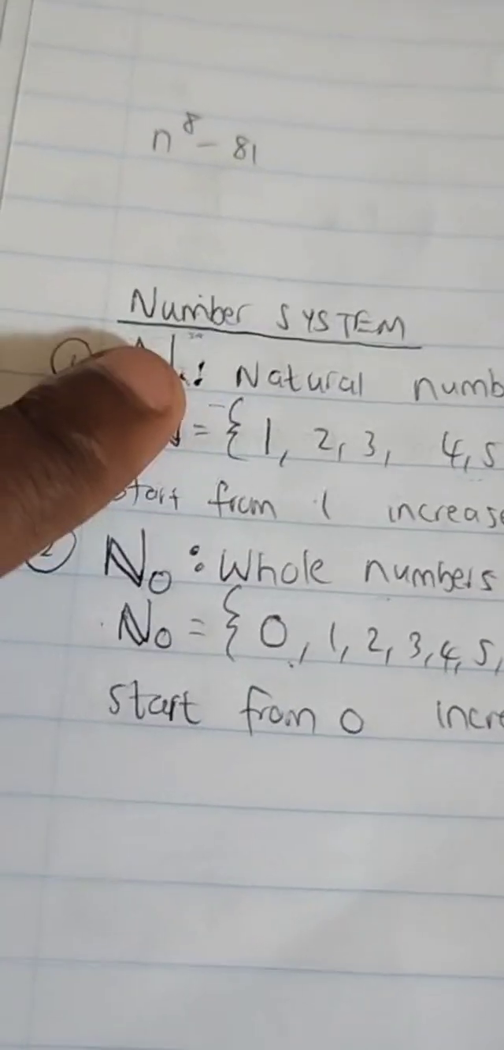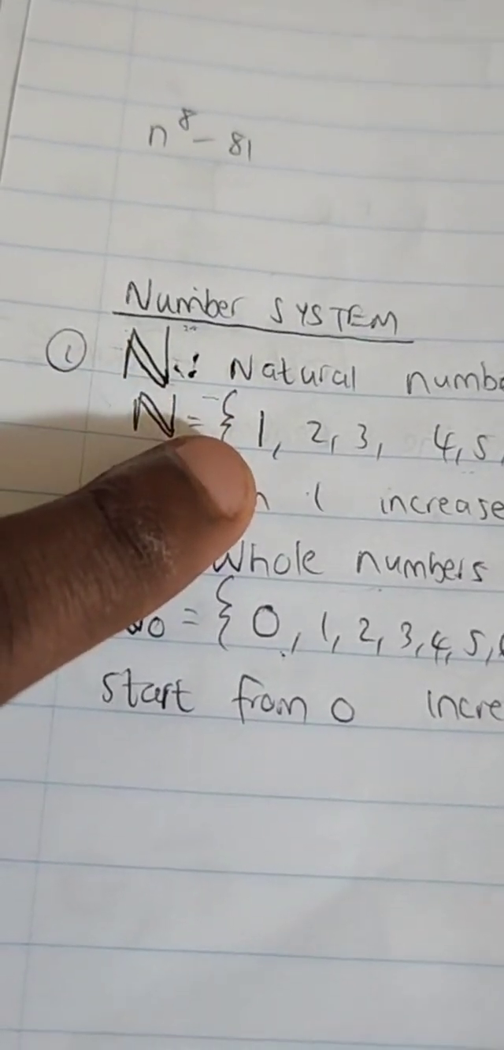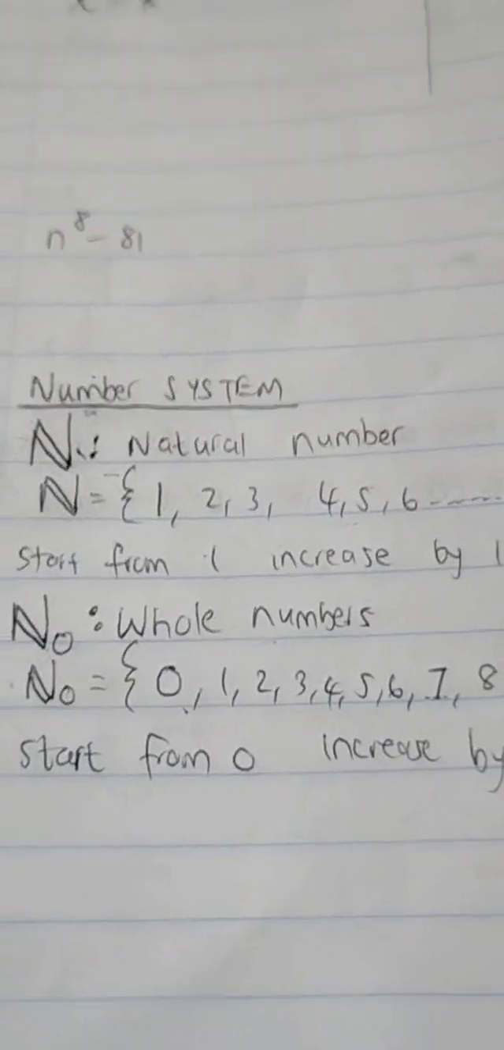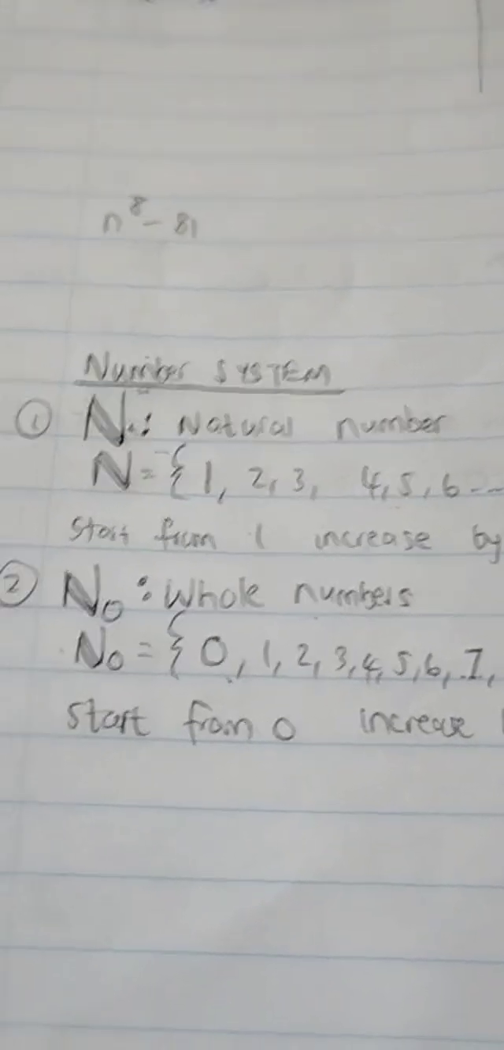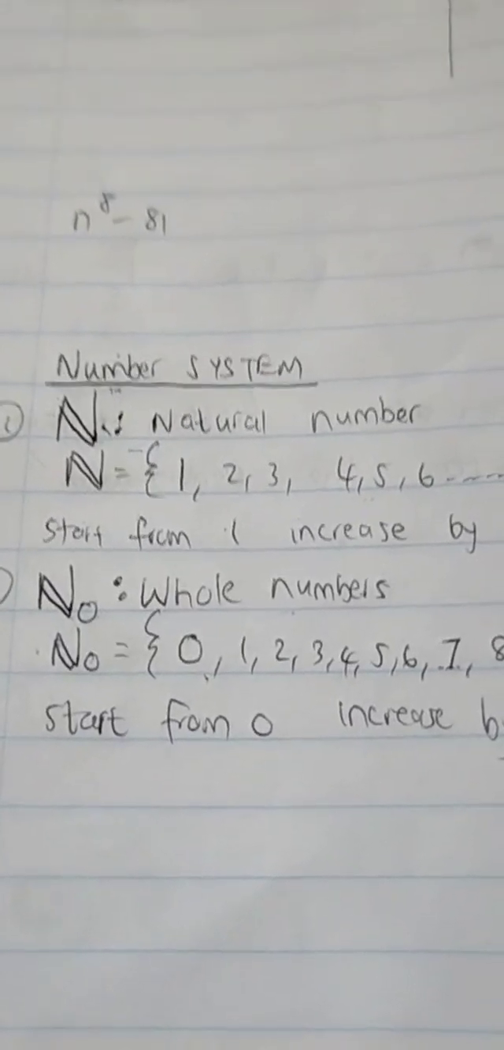Anyone who does not understand natural numbers, counting numbers start from 1. 1, 2, 3, 4, 5, 6, 7, 8, 9, 10, 11, 12, 13, 14, 15, 16. You would never stop. You would die counting.